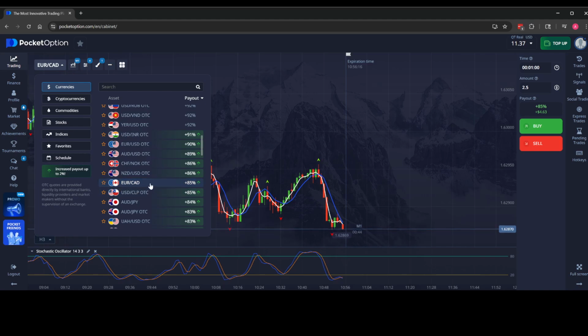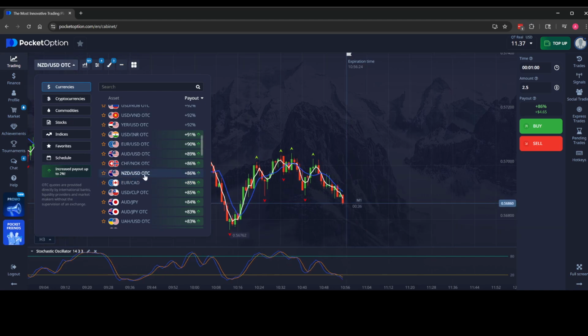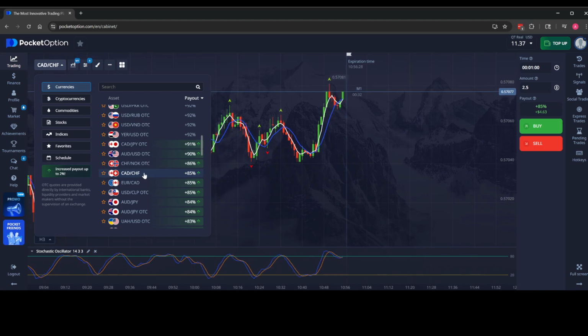So notice this one, it does not say OTC. That means this is the real pair. So if you look on TradingView or anywhere, the price should match that on TradingView. Whereas with the over-the-counters, the price will not match on TradingView. So you can't really use TradingView for that. And that's because OTC is just on this platform. We're just trading against people on the platform, and the price is based on that rather than the real market.